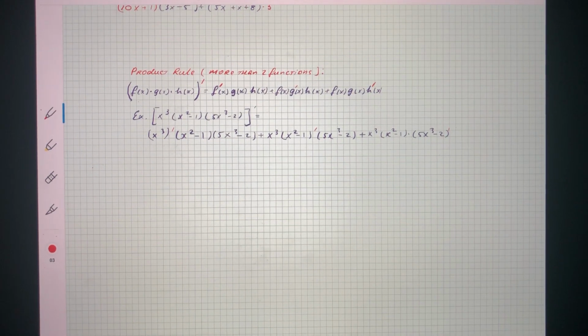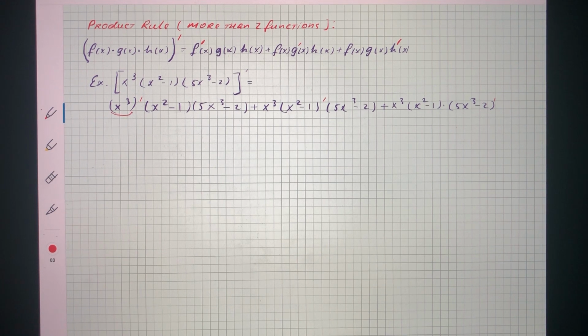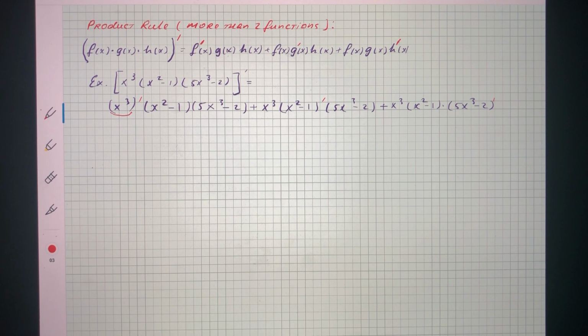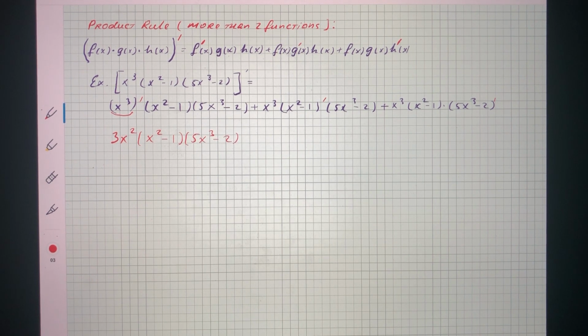Now the only thing left to do is simply to focus our attention on each one of these derivatives and figure out what they are. The derivative of x cubed is 3x to the 2. The rest of the question is unchanged, so we carry it over. 5x cubed minus 2. Then x cubed is unchanged.